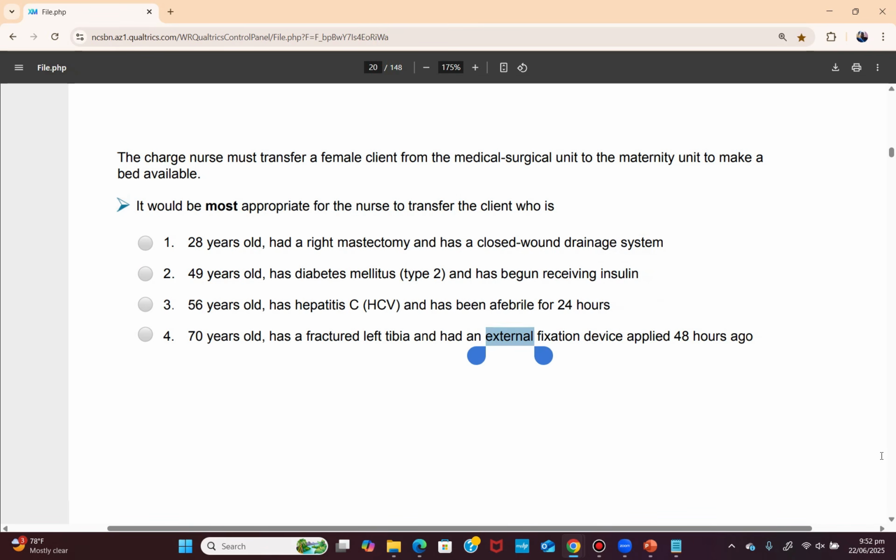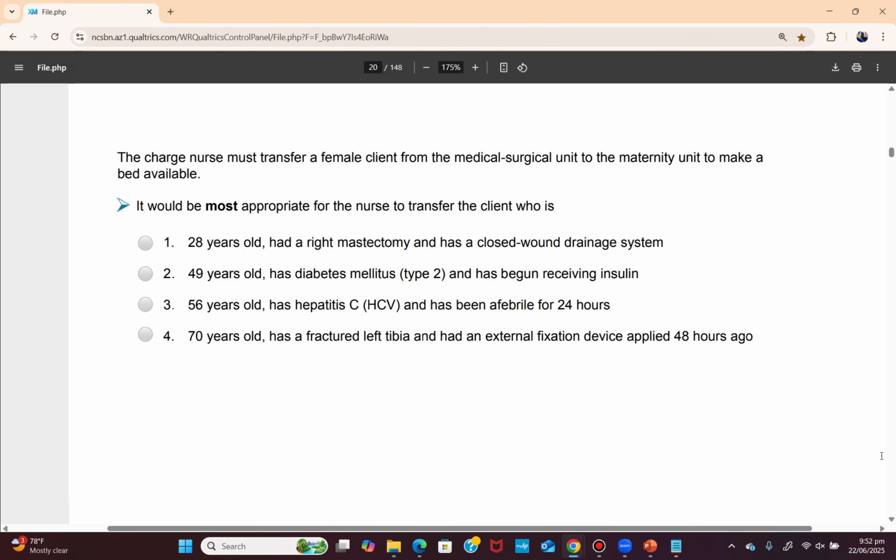Same with this last one, number 4, which is talking about the external fixation device applied 48 hours ago. Yes, it has been applied for a long period of time, but where is that statement that is telling us this patient is stable? Because they still need assessment, right? When there's an intervention, think about it this way: if you give a patient medication for a particular condition such as hypertension, you need to evaluate, because if there's no evaluation, then you've not done your nursing job.